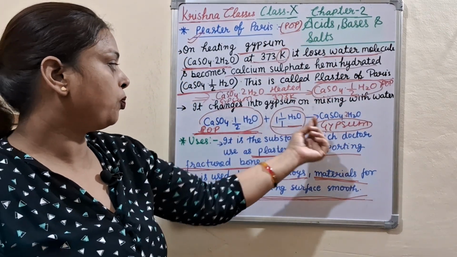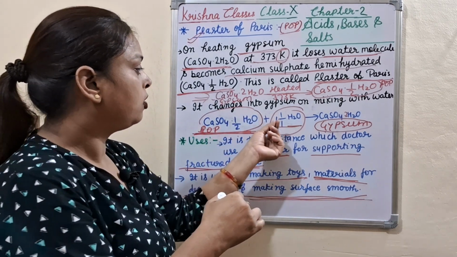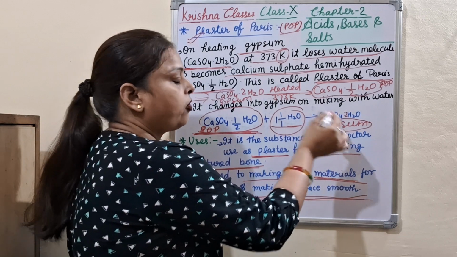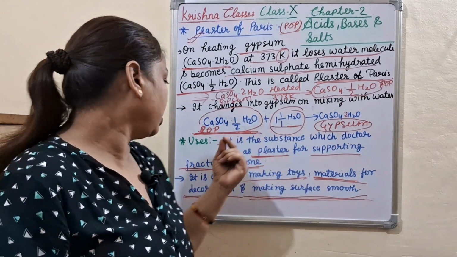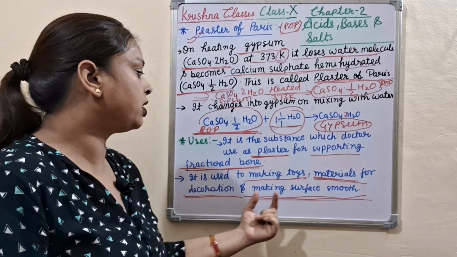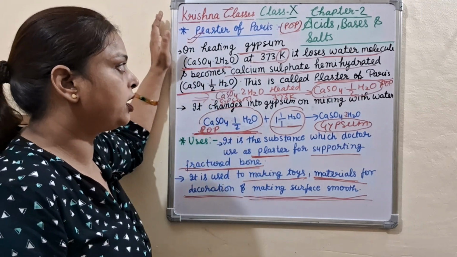Again, POP is converted into gypsum by mixing with water. 1.5 H2O molecules mix with POP and form gypsum. What are its uses? For supporting fractured bone, making toys, materials and decoration, and making surfaces smooth. So this is the class. Hope you understand very well.